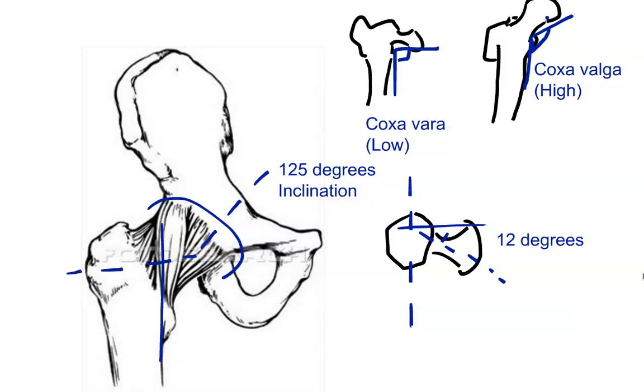To look for a break in the bone, you can look along Shenton's line, which goes from here all the way along the neck of the head of the femur, onto the inferior ridge of the superior pubic ramus.